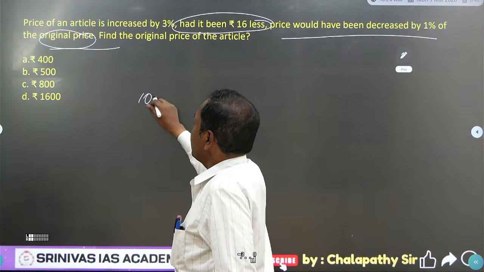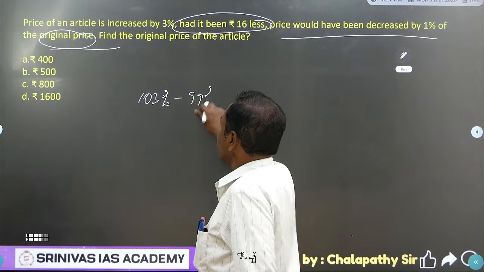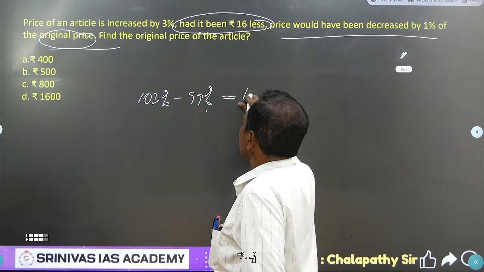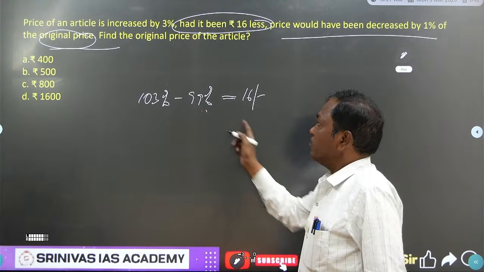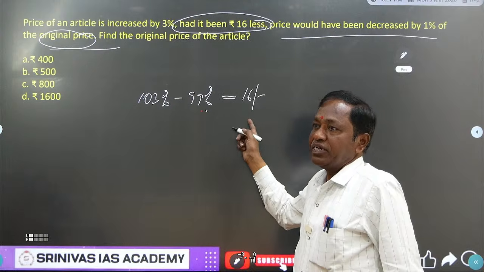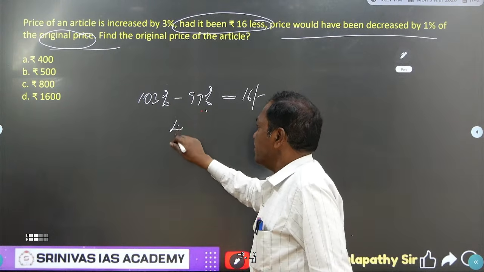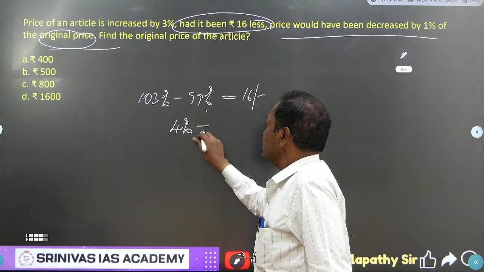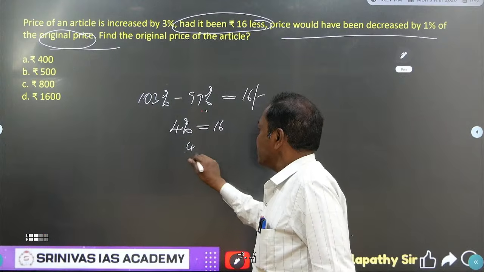So 103% minus 99% is equal to, when this is possible, 16 rupees less. It means the difference in the percentage is equal to difference in the amount. And what is the difference here? 4%. 4% is equal to what? 16 rupees.